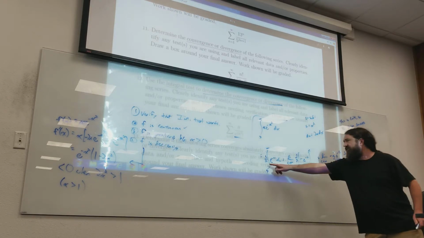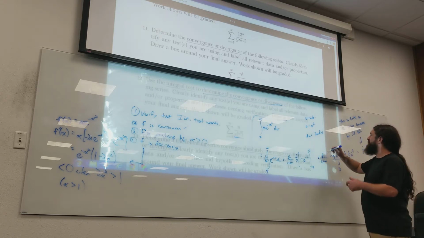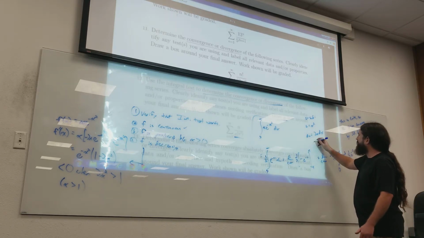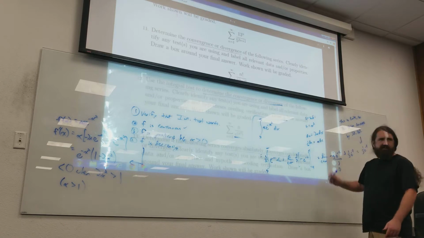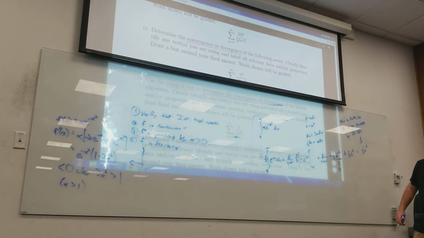Oh, where did I get this half? From this 2x. What I've got is an x dx, and so it's the same as 1/2 du. So that's where that's coming from, out of the u substitution.